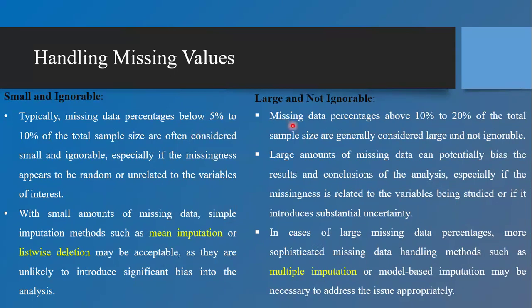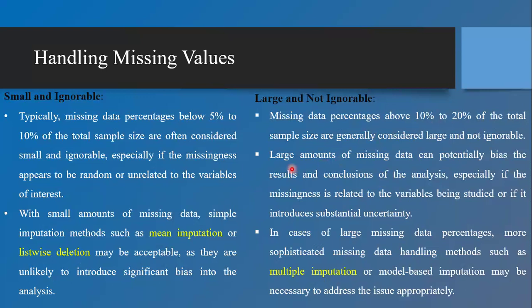The next procedure is large and not ignorable. If your missing data is above 10% of the total sample size, then it is not ignorable. Always remember, you need to understand what percentage of your data or particular variable is missing. So if it is above 10%, you cannot ignore them. But if it is less than 5%, you can ignore them and you can handle them using mean imputation or list-wise deletion. So what to do if your data is missing more than 10%?